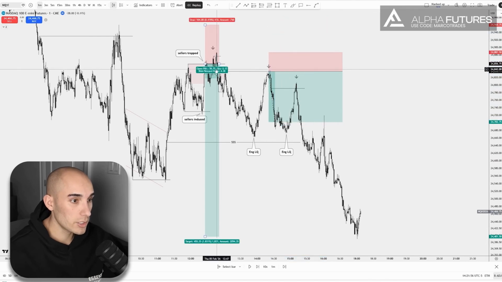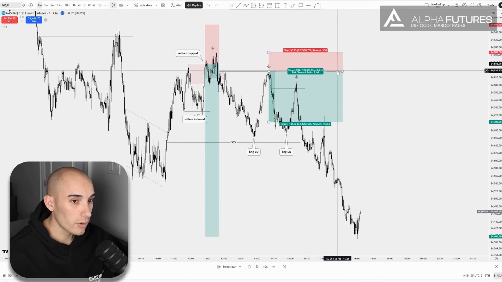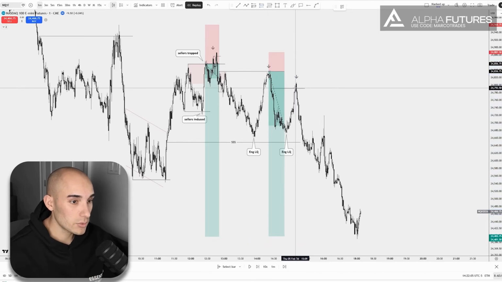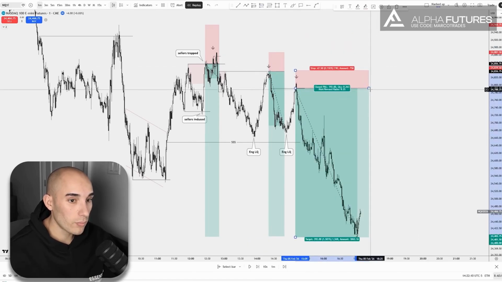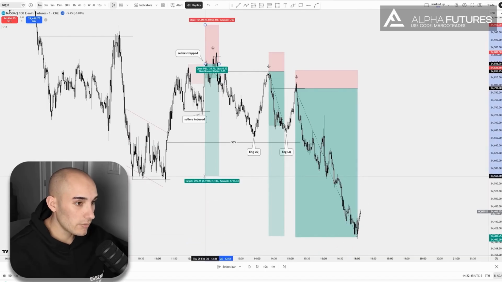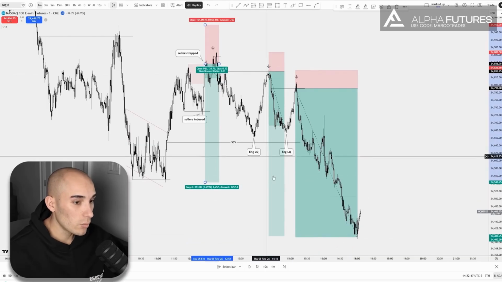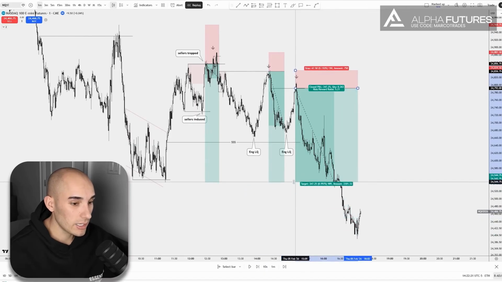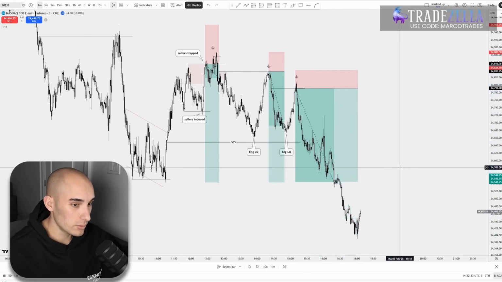Okay, so entry number 1, over a 1 to 4. Entry number 2, over a 1 to 8. Entry number 3, over a 1 to 8. And yes, this is all the way to the lows, but even if you back it up to this low over here, 1 to 3, 1 to 5.7, and 1 to 5.2. Beautiful, beautiful price action delivered.